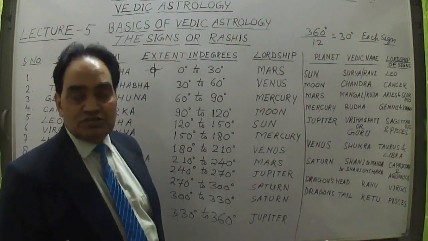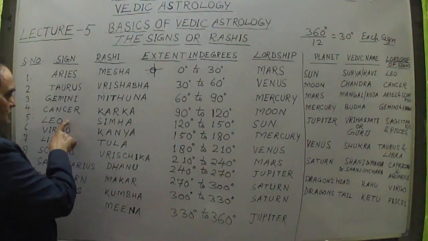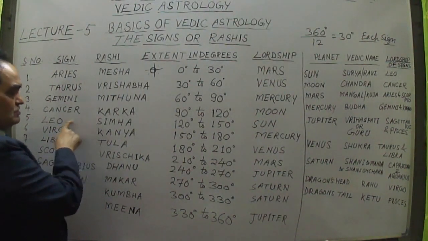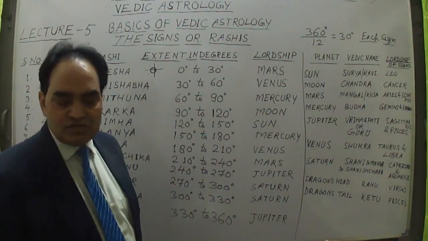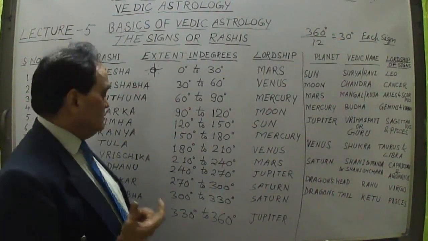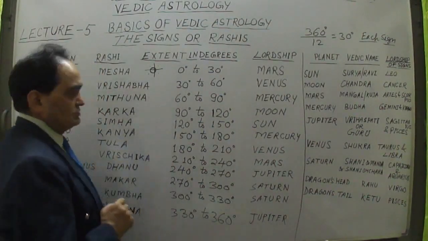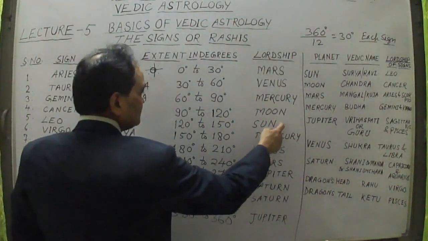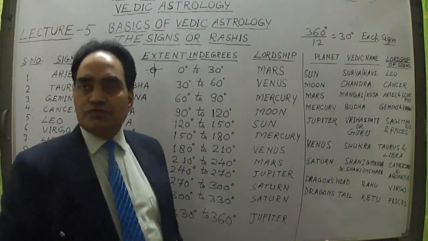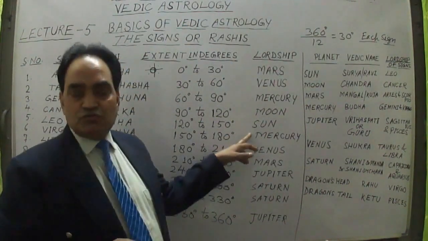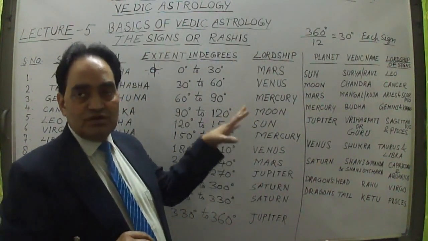Fifth one, Leo sign. This is Leo sign or Sim Rashi, I'm sorry, not Mesh. Leo or Sim Rashi is lorded by Sun, Surya or Sun. Their Hindi or Sanskrit name may be as I have written there, no problem. So the fifth sign, Leo or Sim Rashi, is lorded by Sun.